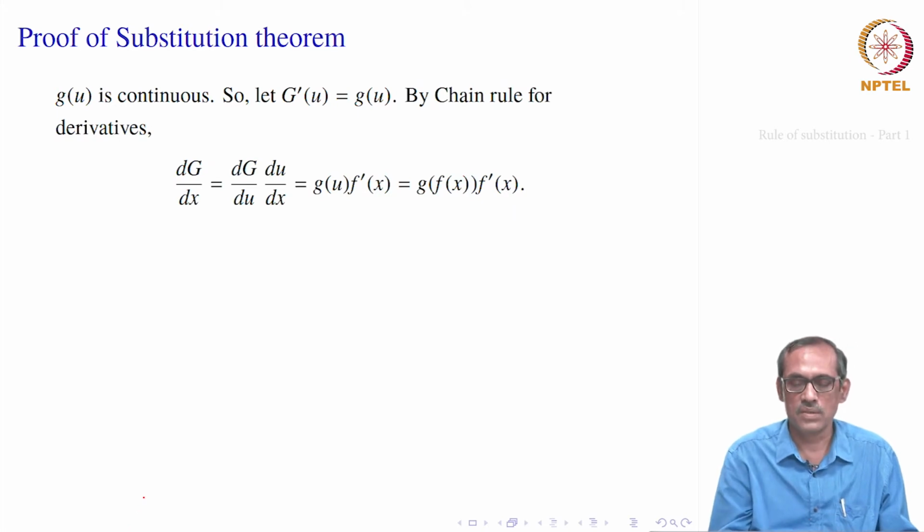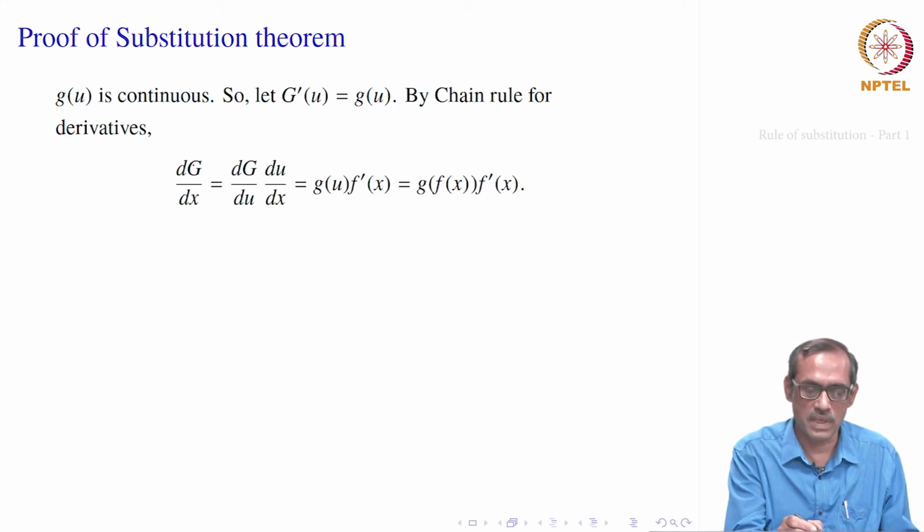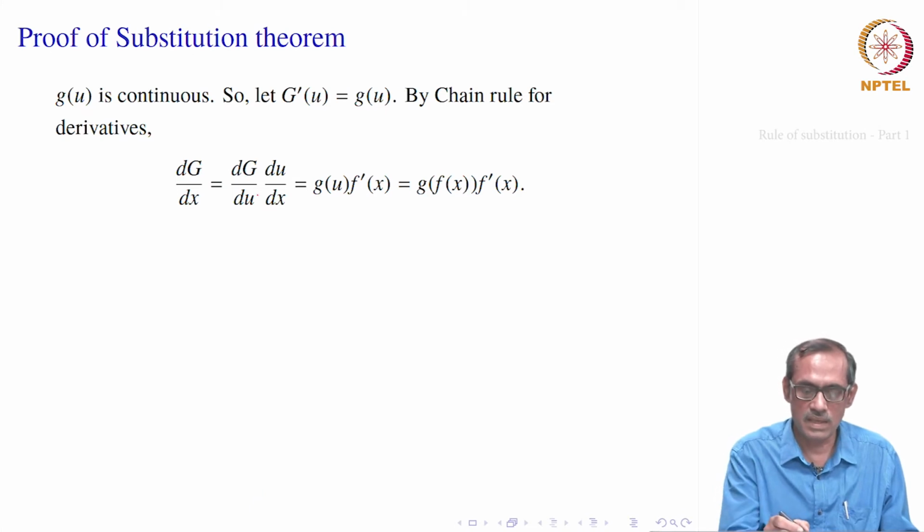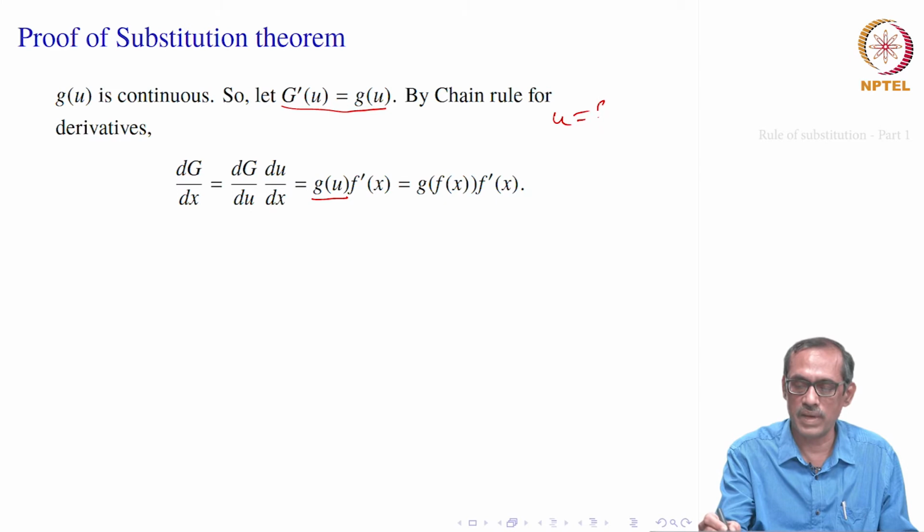Okay. So, once you apply the chain rule, it gives dG by dx equal to dG by du times du by dx, and dG by du, which is G prime of u, is equal to g of u, and then du by dx, because u equals f of x.